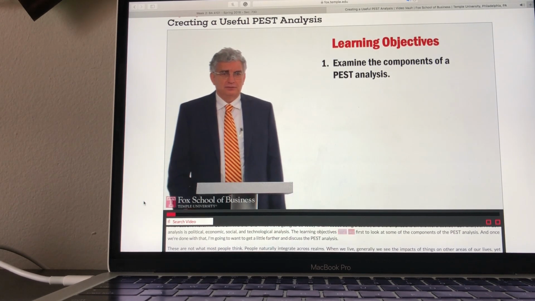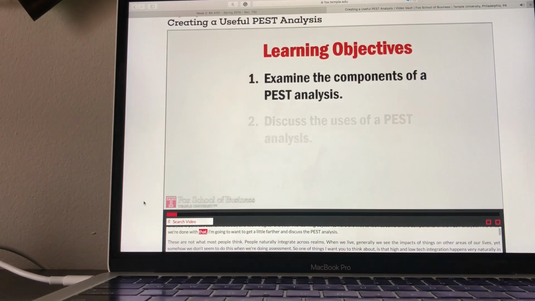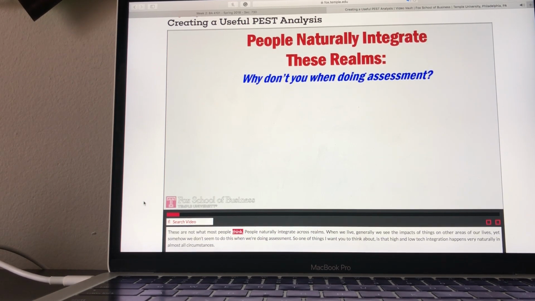Learning objectives here are first to look at some of the components of the PEST analysis, and once we're done with that, I'm going to want to get a little farther and discuss the uses of the PEST analysis. These are not what most people think.